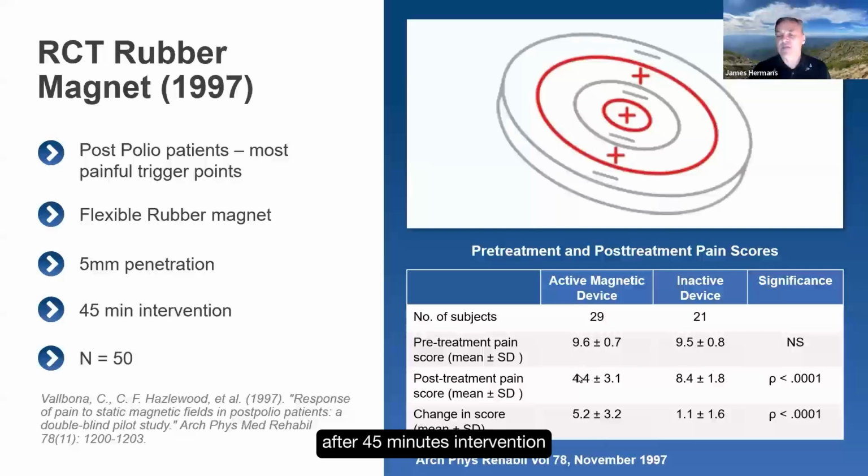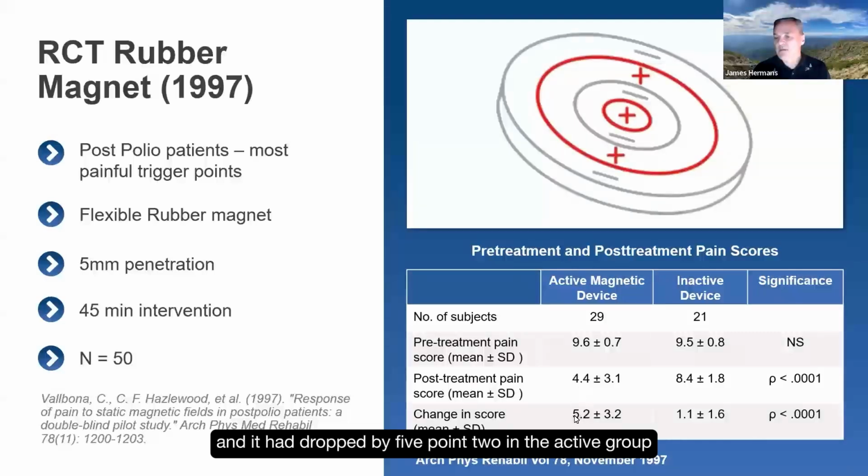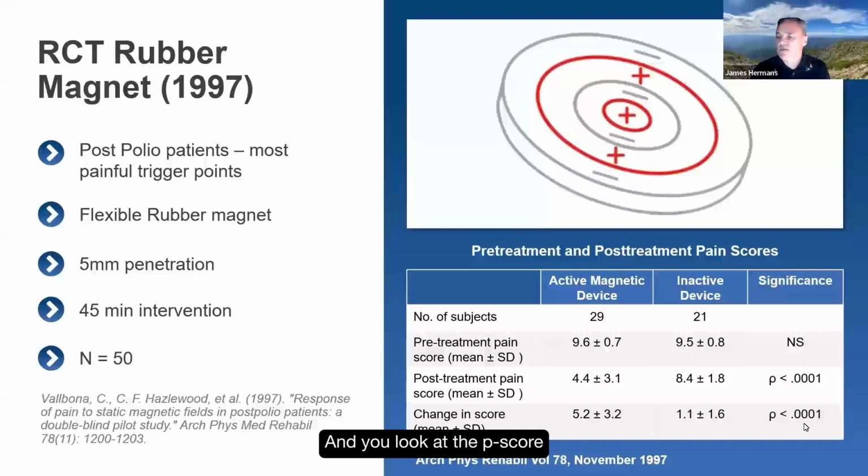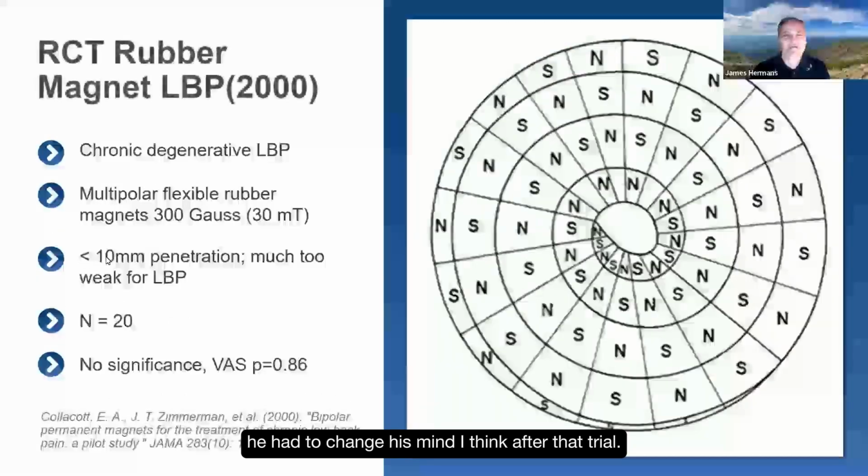After the 45-minute intervention, they stuck the magnet on, came back, took the magnet off, and reassessed the VAS score on that most painful trigger point. It had dropped by 5.2 in the active group and only dropped 1.1 in the inactive group. So you look at the P score. That was quite significant. And they did a few other trials, Valbona. He had to change his mind, I think, after that trial.